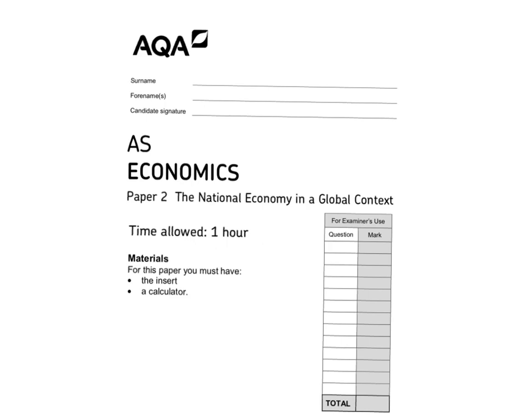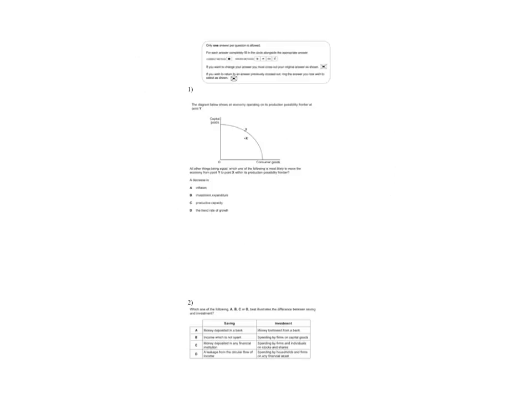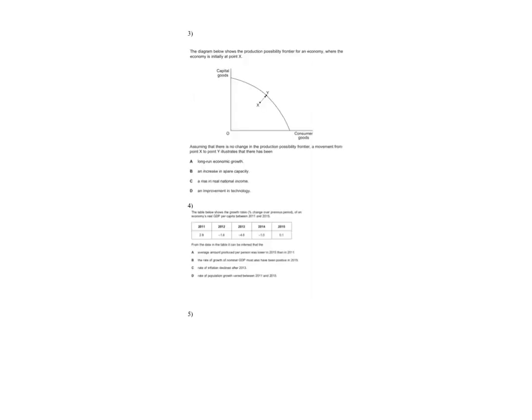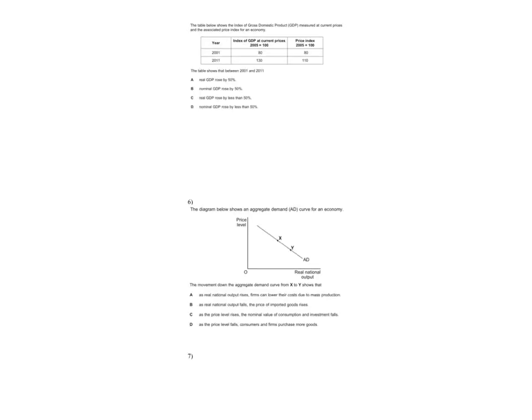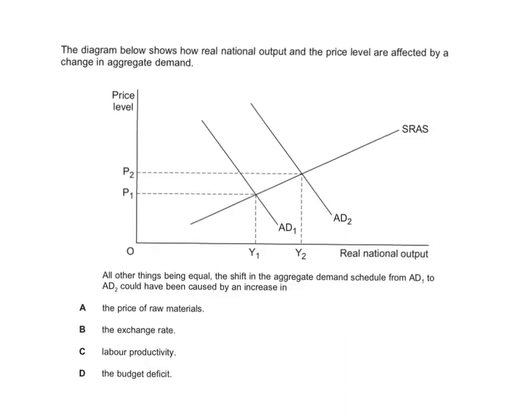So this video is for the multiple choice question, which was based on aggregate demand shifts. So it was question 8. So this question is about the AD shift, and it says all other things being equal, the shift in the AD schedule from AD1 to AD2 could have been caused by an increase in what?